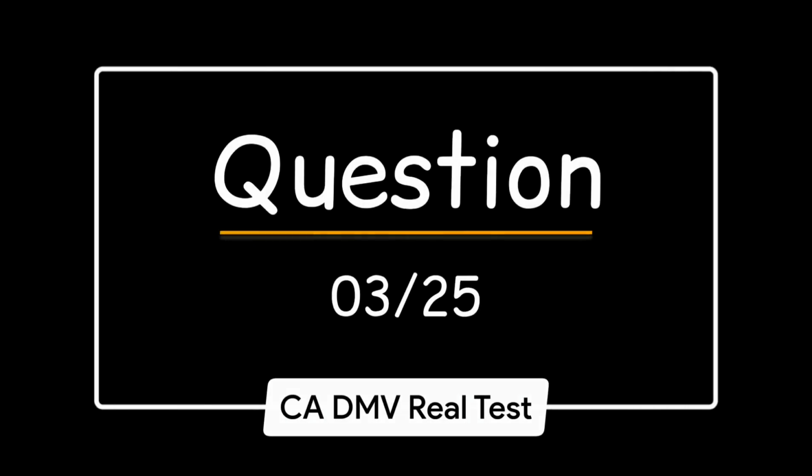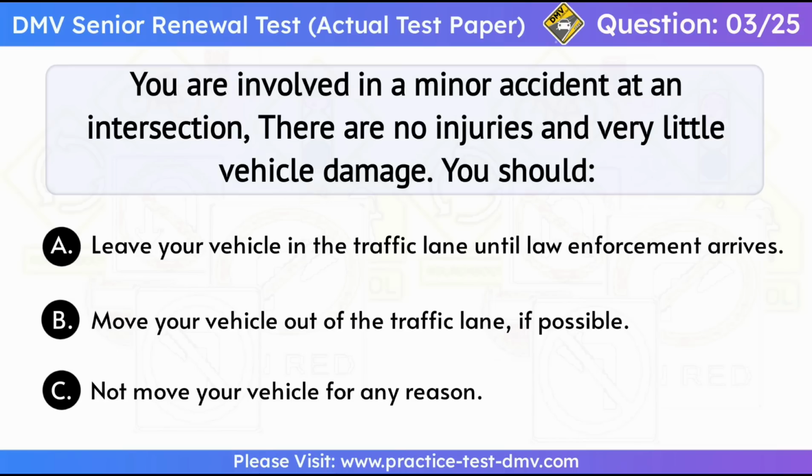Question 3. You are involved in a minor accident at an intersection. There are no injuries and very little vehicle damage. You should A. Leave your vehicle in the traffic lane until law enforcement arrives. B. Move your vehicle out of the traffic lane, if possible. C. Not move your vehicle for any reason. Correct answer, B. Move your vehicle out of the traffic lane, if possible.